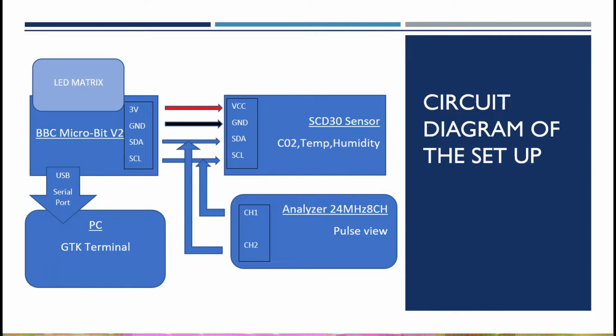And we've also connected an analyzer to view channel 1 and channel 2. As the micro:bit communicates with the sensor, we can view the communication information that's sent between them by connecting channel 1 to the SDA connection and channel 2 to the SCL connection.